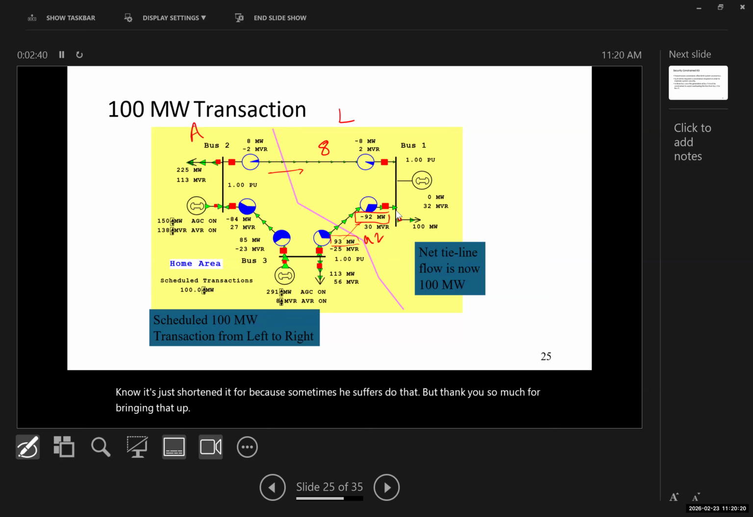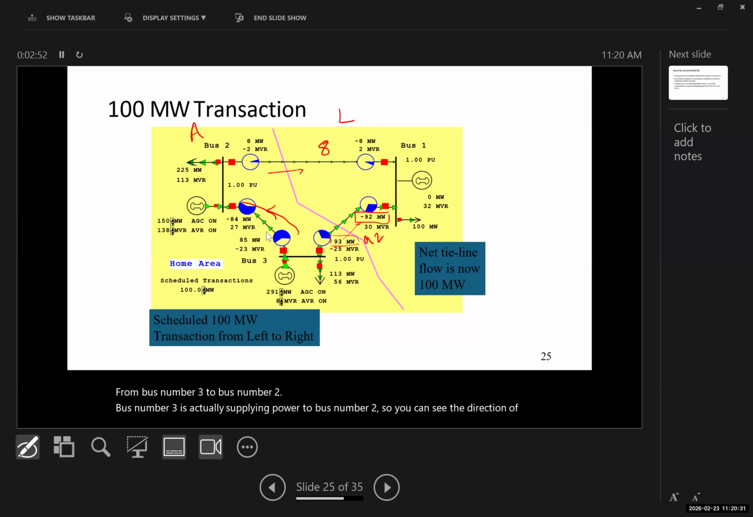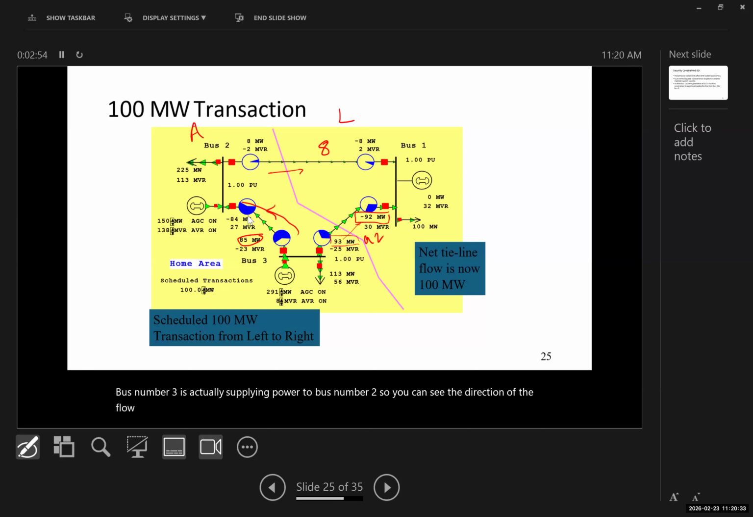Now, from bus number 3 to bus number 2, bus number 3 is actually supplying power to bus number 2, so you can see the direction of the flow. And again, here we have 85 megawatts produced, and this one is taking 84 megawatts.